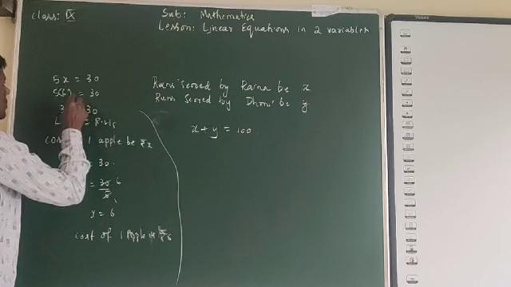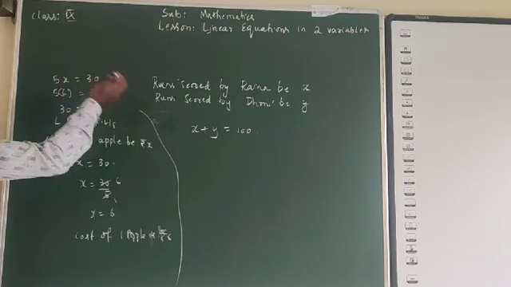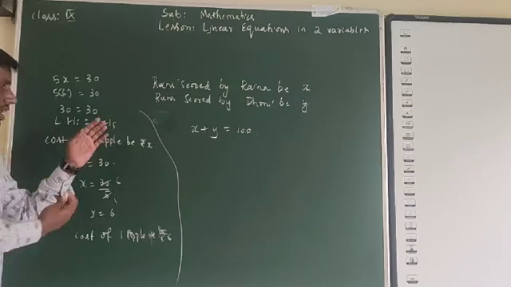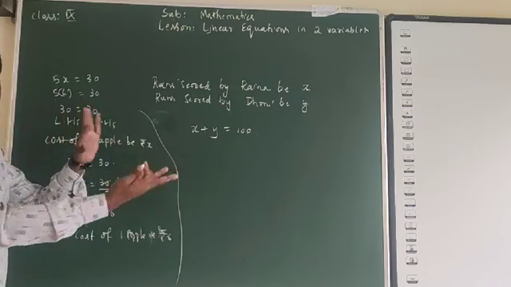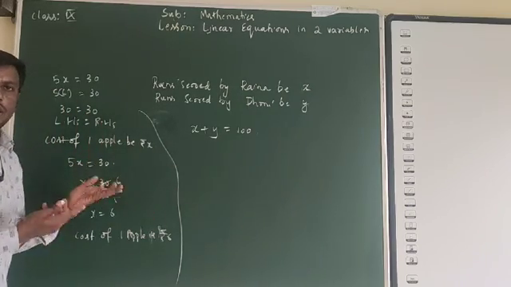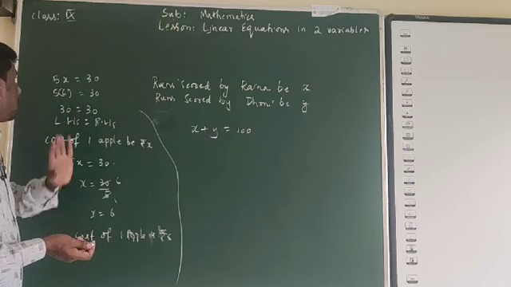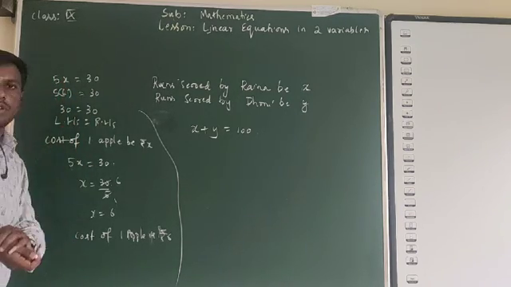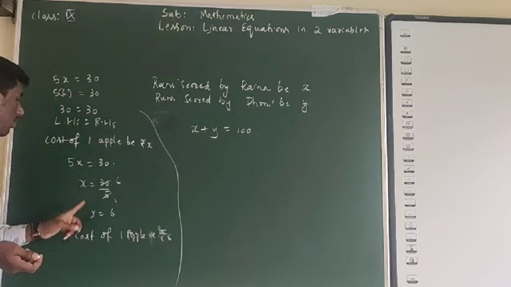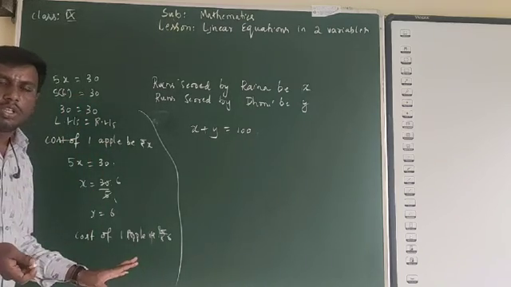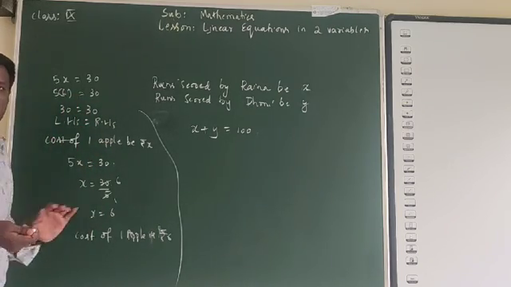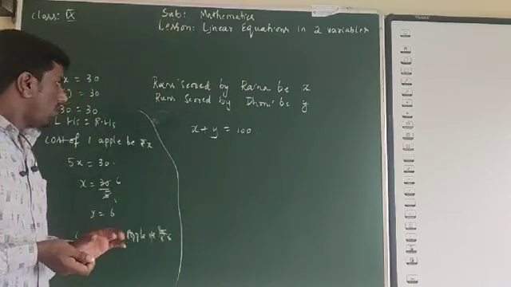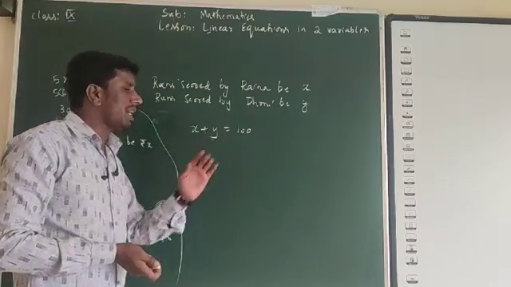So apart from this 6, if you place any other value in place of x, you won't get LHS equal to RHS. Either LHS is greater than RHS, or it is smaller than RHS. So you won't get equal. Only when you place x is equal to 6 will you get LHS equal to RHS. Therefore, x is equal to 6 is the solution. That is a unique solution.